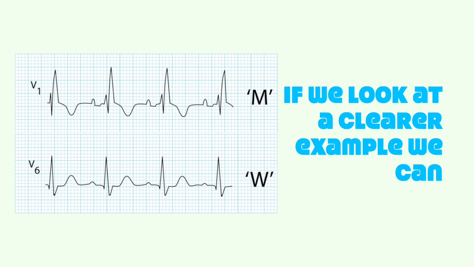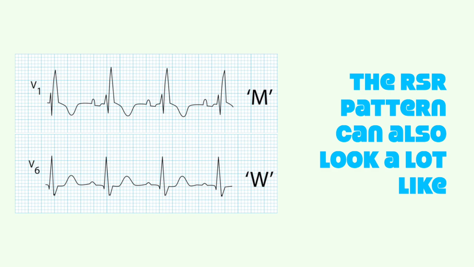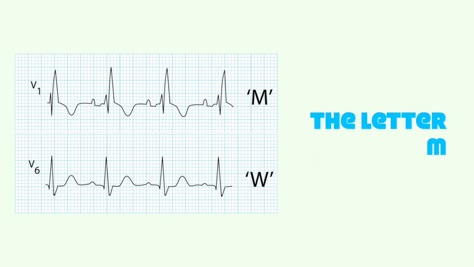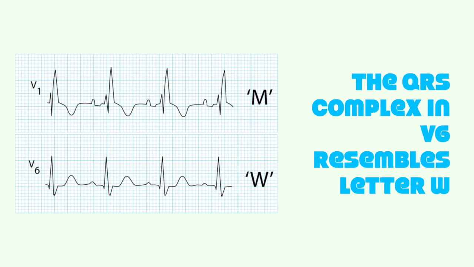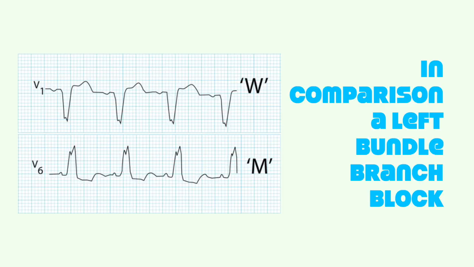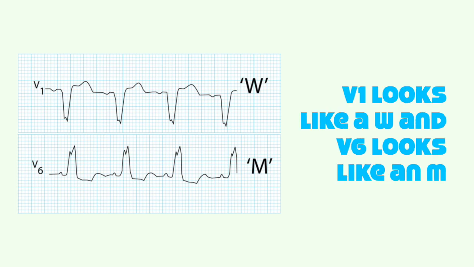If we look at a clearer example, we can again see the RSR pattern in V1. The RSR pattern can also look a lot like the letter M. Whereas in a right bundle branch block, the QRS complex in V6 resembles the letter W. In comparison, a left bundle branch block has the opposite pattern. V1 looks like a W and V6 looks like an M.